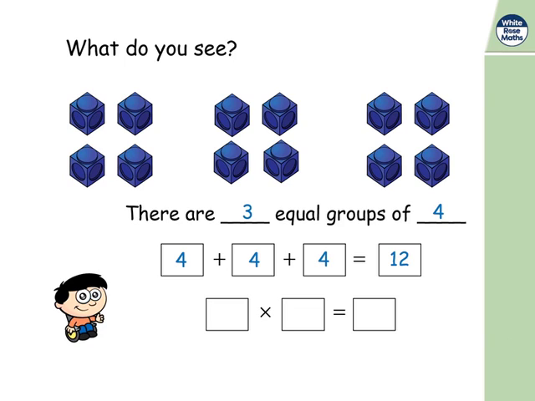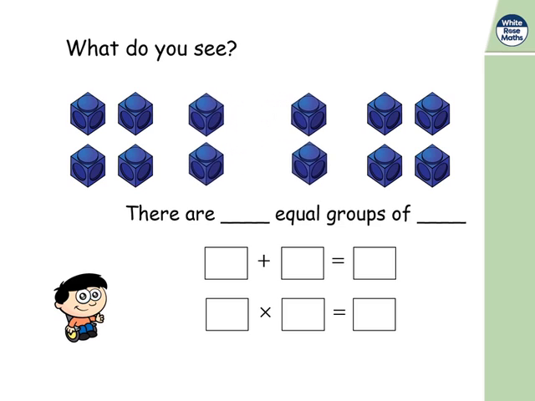Now here's our key piece of learning for today. We can represent this using our multiplication symbol. We've got 3 equal groups of 4, and we can write this as 3 times 4. And altogether we have 12. So 3 equal groups of 4 we can write as 3 times 4.